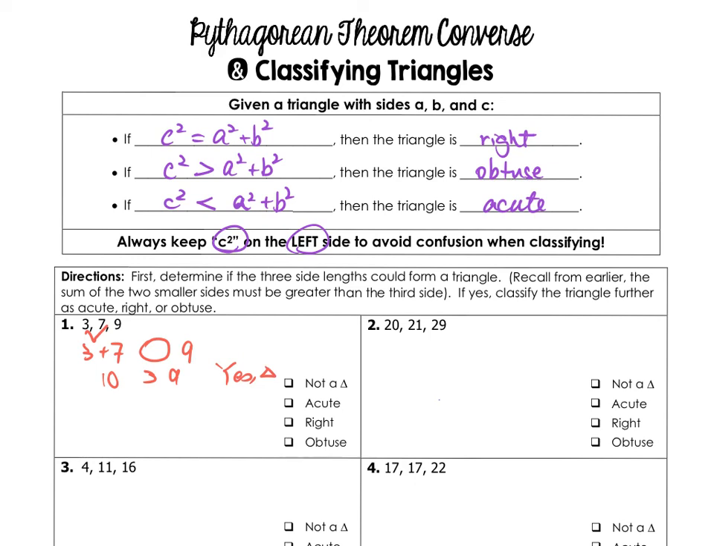So I first have to determine whether I have a triangle. And now I can do my c squared, which is my longest side, 9 squared, and find out that relationship between 3 squared plus 7 squared. And if you do your math, you should have 91, which obviously is greater, so I have an obtuse triangle there. All right.